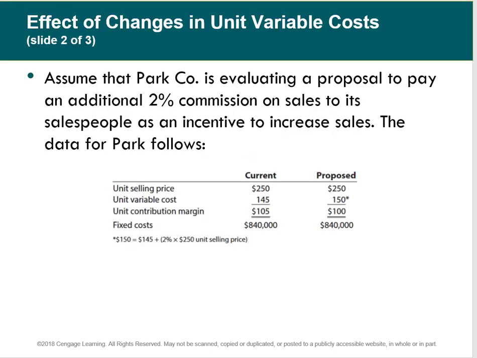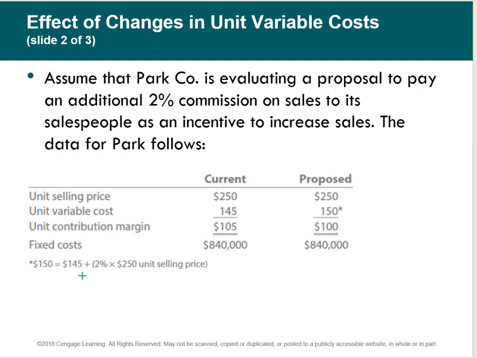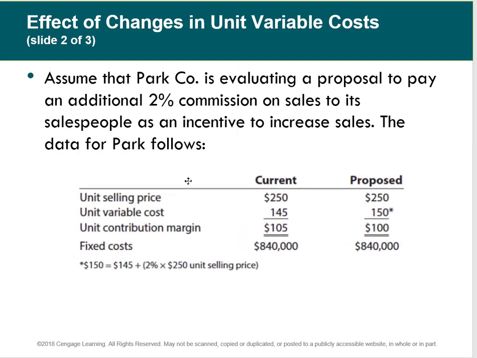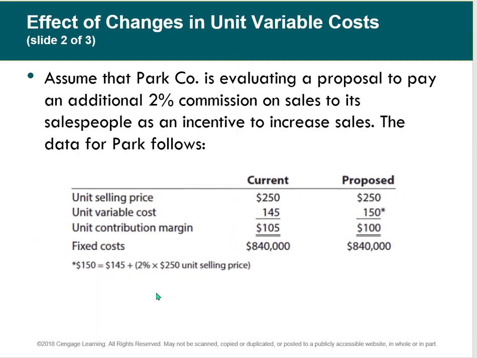So here's an example now. Assume that this park is evaluating a proposal to pay an additional 2% commission on sales to its salespeople as an incentive to increase sales. So they want to pay the salespeople more. Right now, our selling price is $250. Here's our variable costs, and there's our contribution margin. Our fixed costs are $840,000.